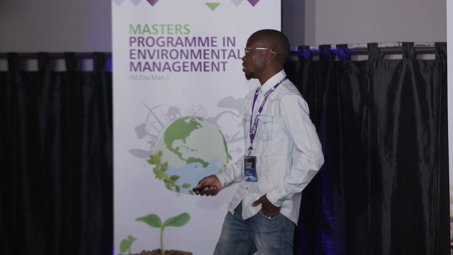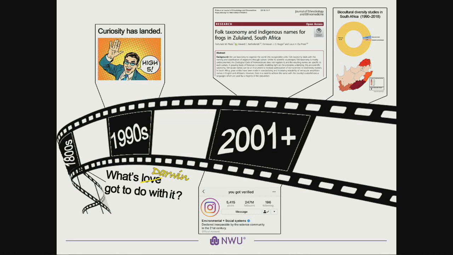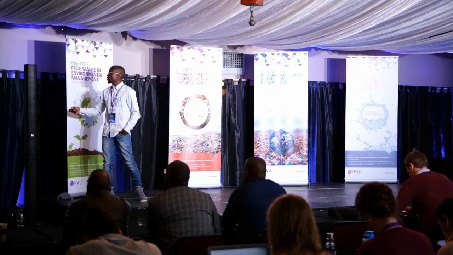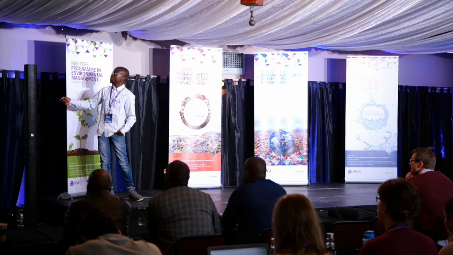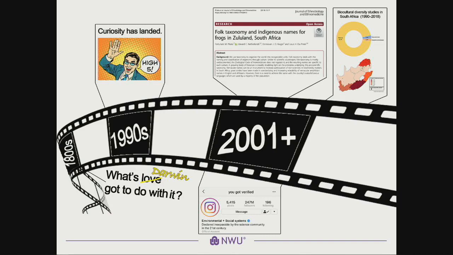We also looked at the past 28 years of biocultural research in South Africa, and what we found was that a lot of it is biased towards plants, which makes sense because they are medicinal and there's a lot of money to be made there, and it is also centered around 4 of the 9 provinces. So going forward, I need to have a more balanced look at our provinces and also increase the representation of animals, specifically frogs and reptiles, in this biocultural diversity research.